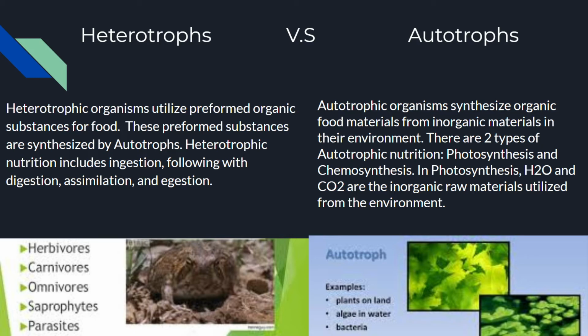On the bottom left are some examples of heterotrophs, just general. And then autotrophs. Autotrophic organisms synthesize organic food materials from inorganic materials in their environment. There are 2 types of autotrophic nutrition: photosynthesis and chemosynthesis, as we said before. In photosynthesis, the inorganic materials used from the environment are H2O and CO2, also known as water and carbon dioxide. On the bottom right, we can see examples of autotrophs: plants on land, algae, and bacteria.